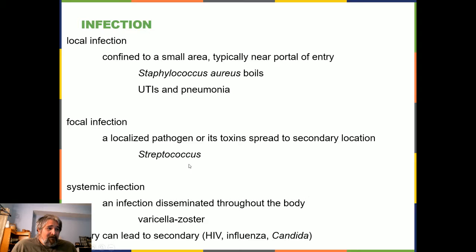And then you can have focal infections. Some of this can be seen as a progression, though not for all pathogens. They'll start as a local infection, spread to become focal, and then systemic. But these are examples that tend to be isolated into these categories. All right, so a focal infection is when a localized pathogen or its toxins have spread to a secondary location. Streptococcus can spread around to another location. Then we have systemic infections. That's an infection that gets disseminated throughout the entire body, such as chickenpox, varicella zoster.